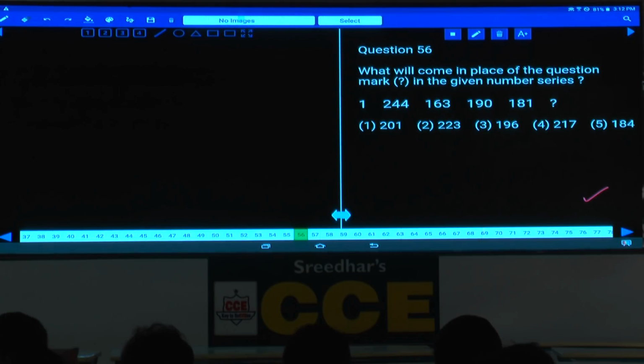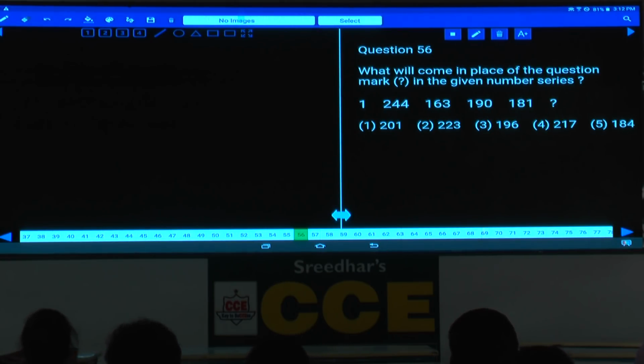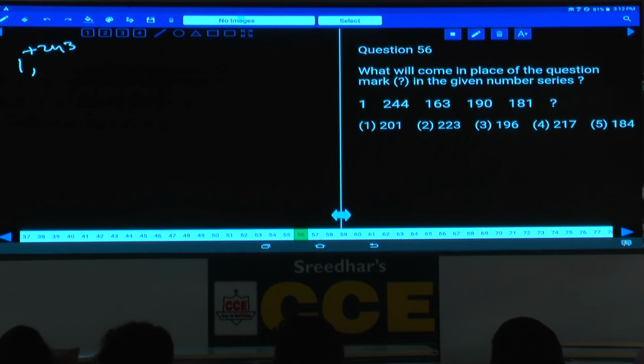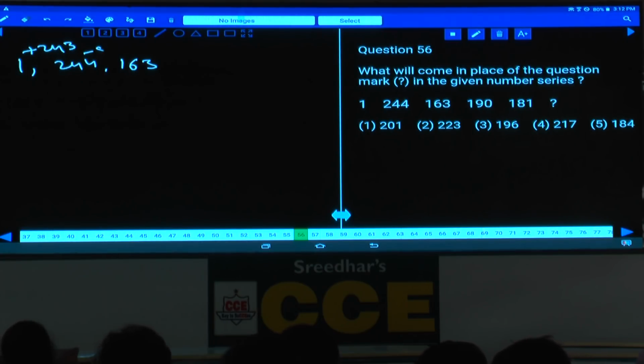Now question number 56. 1 and 244, how can you represent this one? 1 plus 243. What is 243? 243 is nothing but 3 power 5. Fine. Now 244. Next one is 163. Then what is the difference between these two? Minus 81. 243 can be written as 3 power 5.